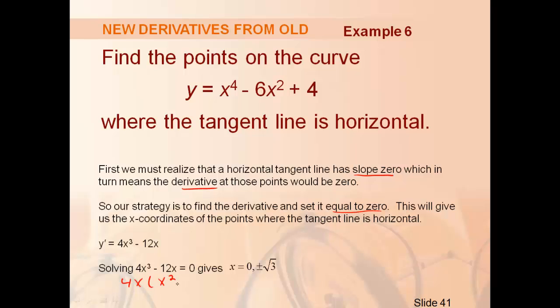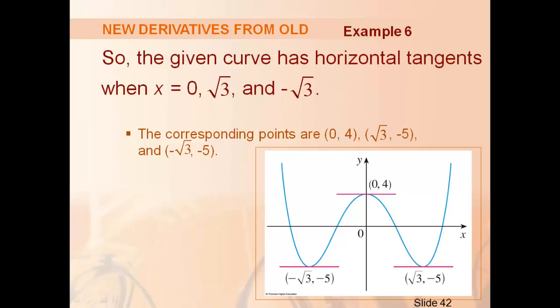That gives us x squared minus 3. Set each factor equal to 0. 4x equal to 0 is what gives you your 0 solution, and x squared minus 3, when we solve it, gives us plus or minus square root of 3 as our solution. And there's what the graph looks like. The curve is the blue line, and then here are the points we found where the tangents were horizontal.